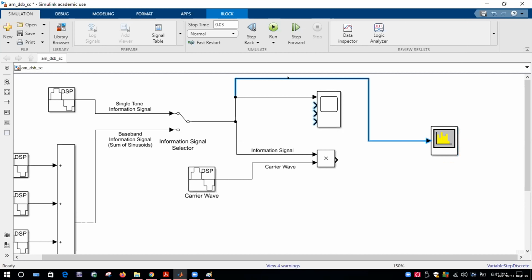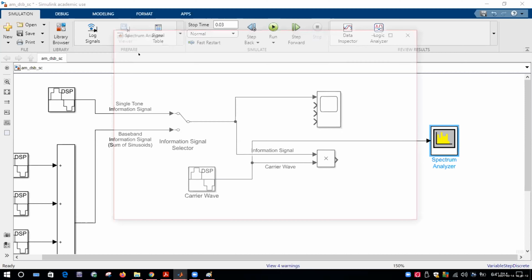Similarly, if you want to see the frequency in the carrier wave, now I connected the carrier signal, right? Let's see what it shows for the carrier.